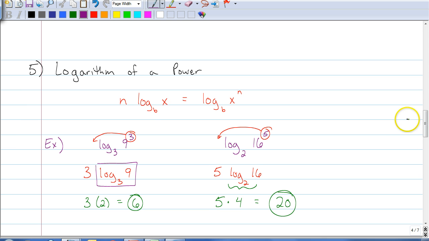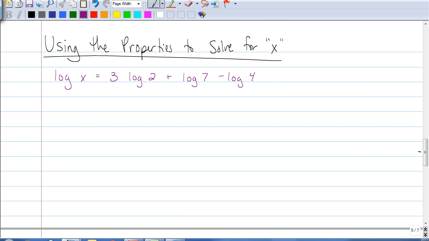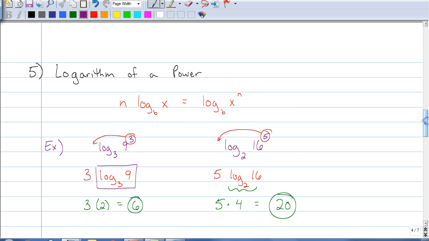Now let's see how much you remember from those previous properties when we go to solve for x in this equation. This is all one problem. Log of x equals 3 times a log of 2 plus log of 7 minus a log of 4. This one problem utilizes those last 3 properties we just talked about. Let's start with the last property. Remember, we said that sometimes you'll have a number parked in front of the logarithm, and that number really represents the exponent for the x, or whatever the value is.